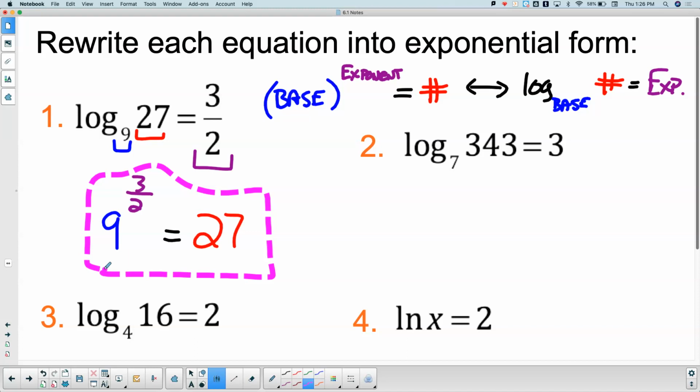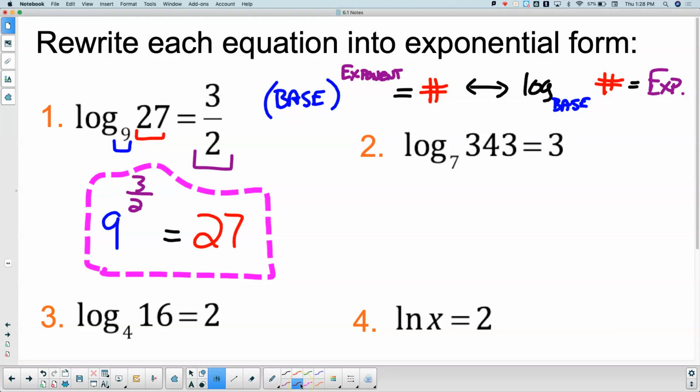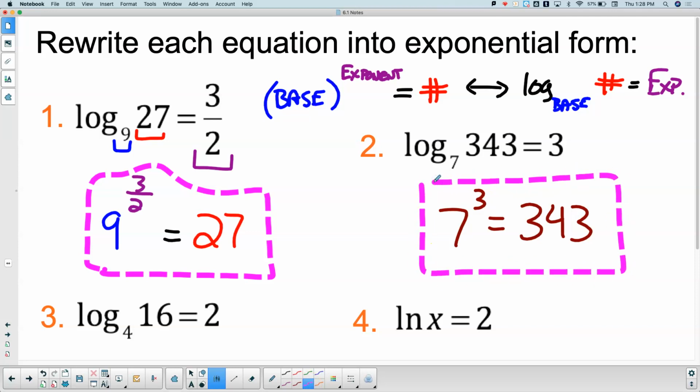Good? Questions, comments, concerns, clarifications? Good enough, Leo, to do the next 3? Go for it. Try the next 3. Somebody give me the exponential form of number 2, please. What do you got? 7 cubed equals 343. Love it. Questions on that one? 100%? Speak now, forever hold your peace. Love it.